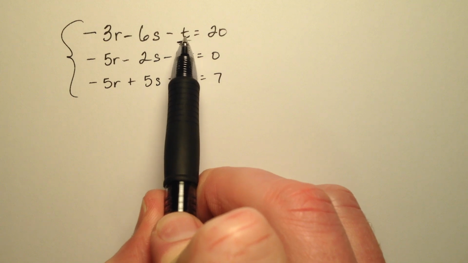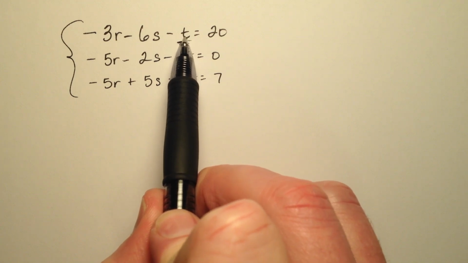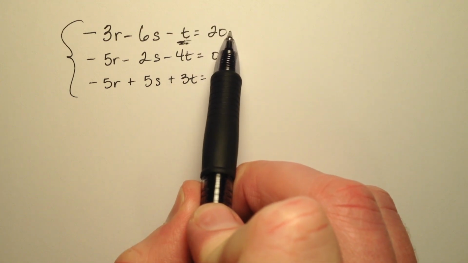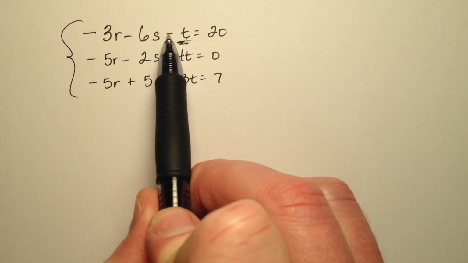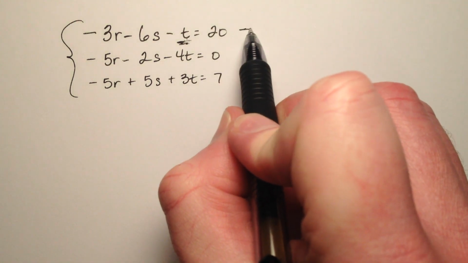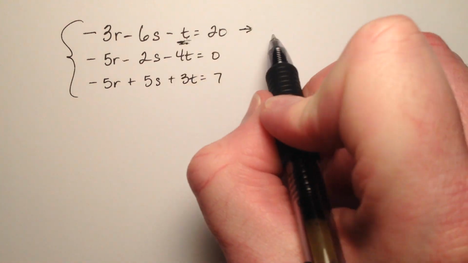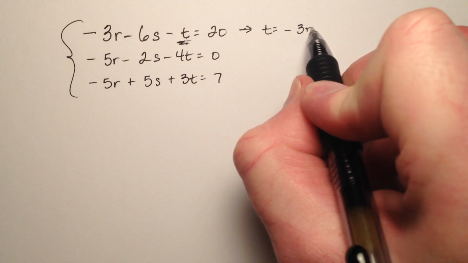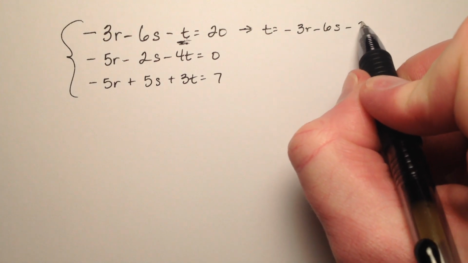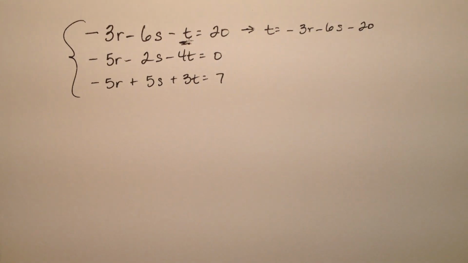In order to isolate the t, I'm going to put the t on the right side where it will be positive, and I'm going to bring the 20 over to the left side where it will be negative. So what that will look like then is t equals negative 3r minus 6s minus 20.